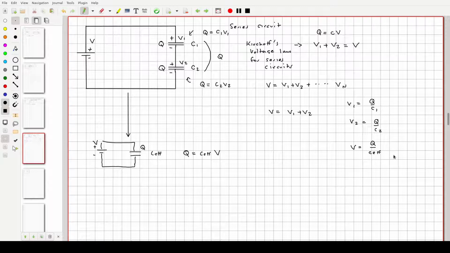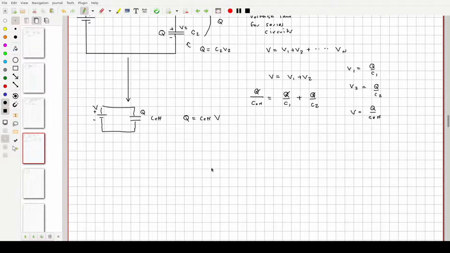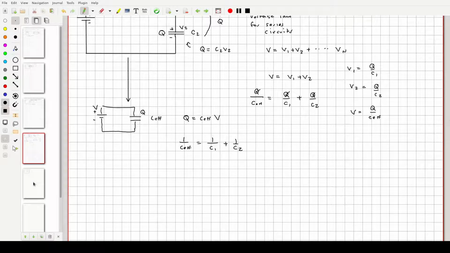Okay? So when you plug this into this, you get Q over C effective is equal to Q over C1 plus Q over C2. Now the Q's are all the same, so they cancel. And so what we have here is a rule for adding capacitance. They add inversely. Okay? Now, that's a series circuit.